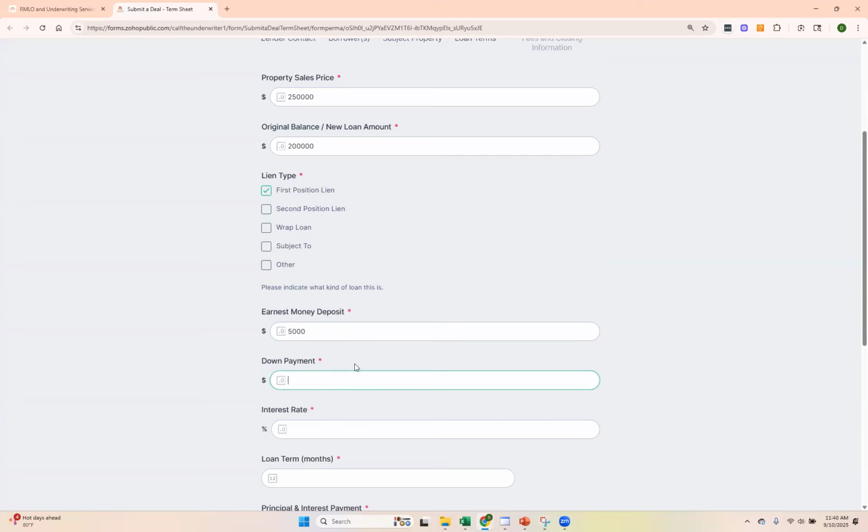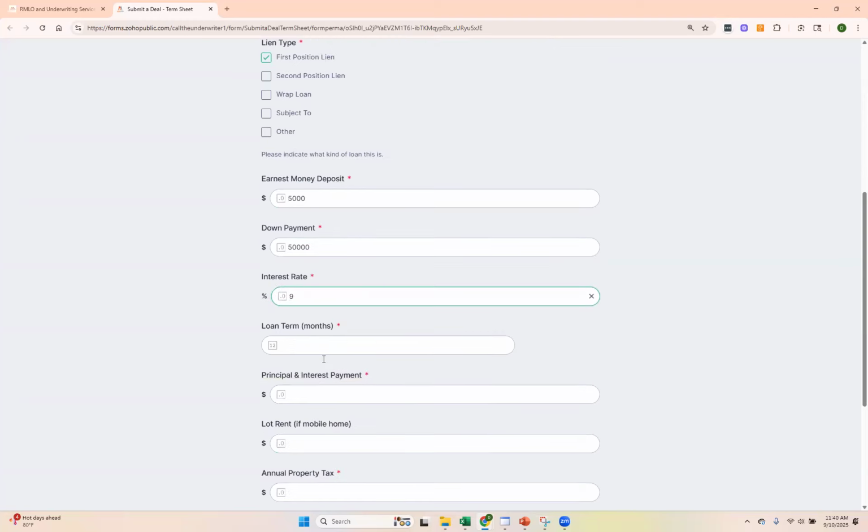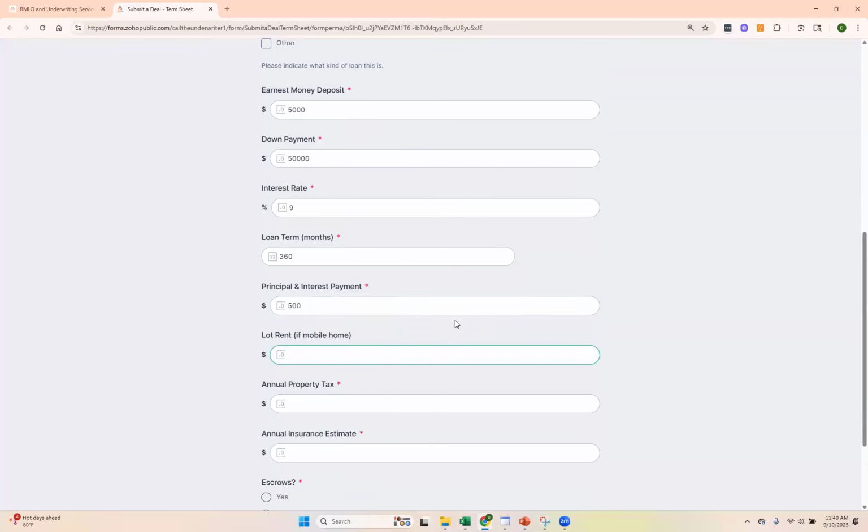The down payment amount, the interest rate you've agreed to, the loan term, and then your principal and interest payment. I'm just making up numbers. Now, if it's a mobile home, there's typically an additional lot rent as well.